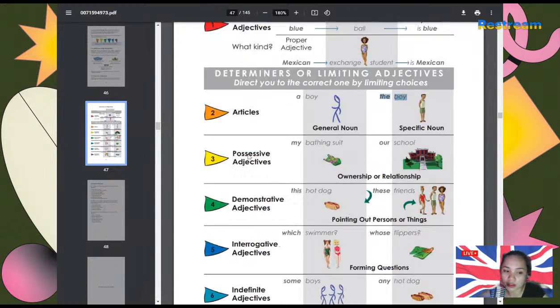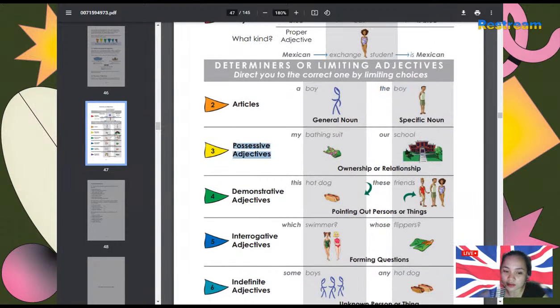For the next one, the possessive adjectives show ownership by using the personal pronouns. As you can see here, we have an example: the pronoun my and the noun bathing suit. It shows ownership. When there is an owner of this bathing suit, for example, you own it, you put the possessive adjective or pronoun my. So it will become my bathing suit.